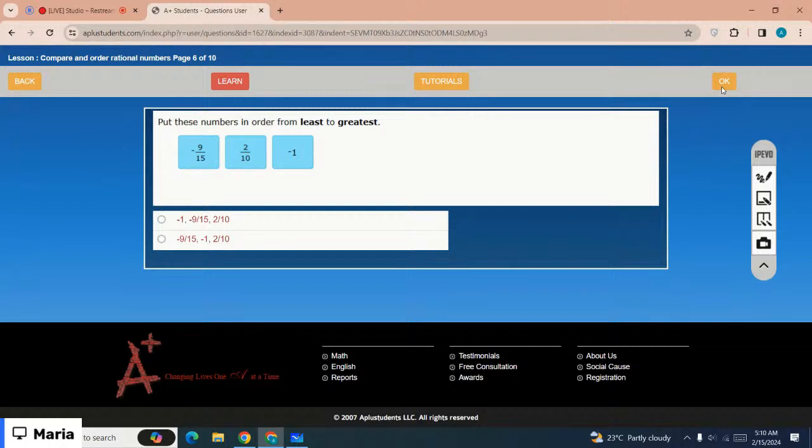The next one is put these numbers in order from least to greatest. So which is the correct option?